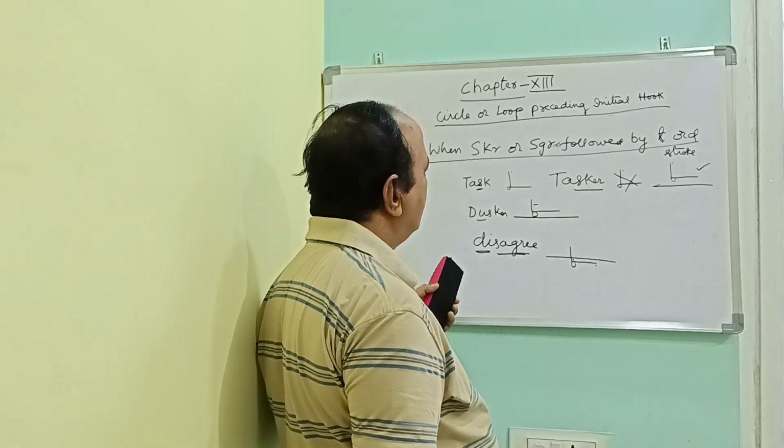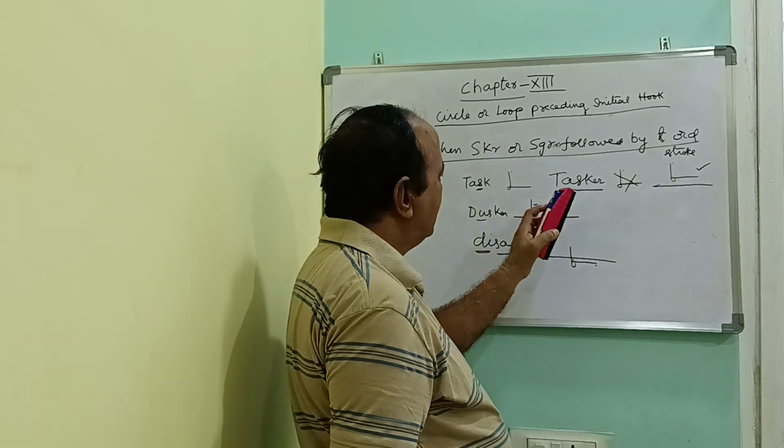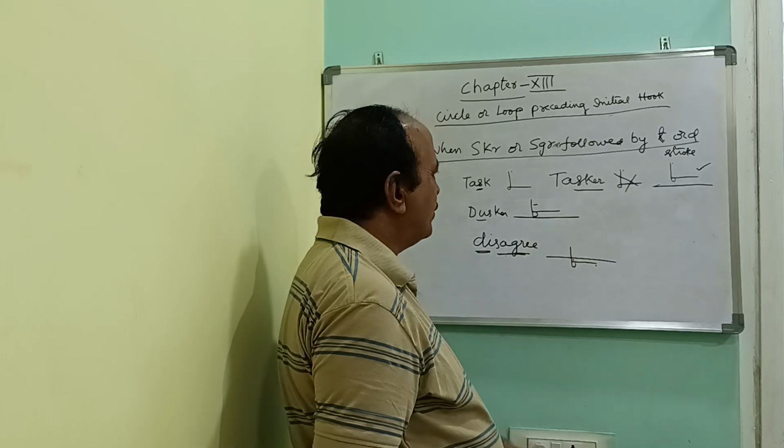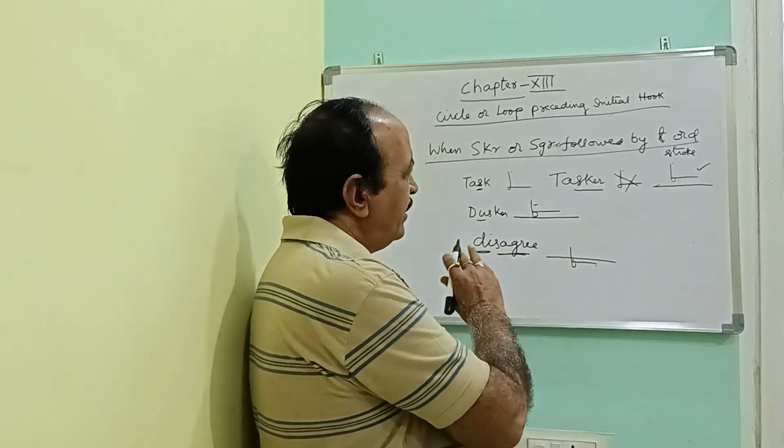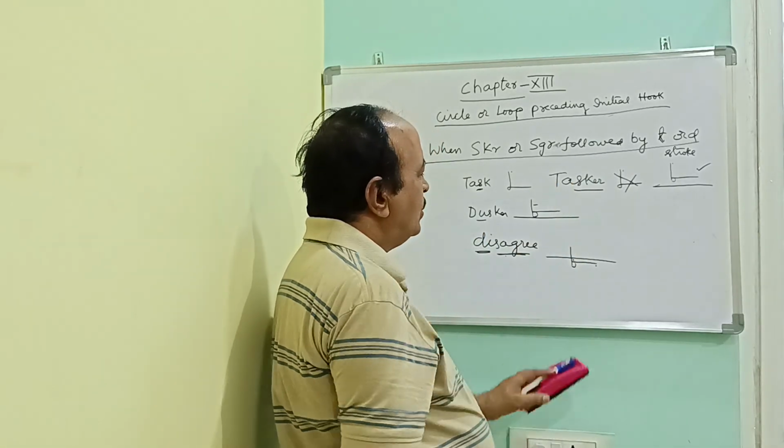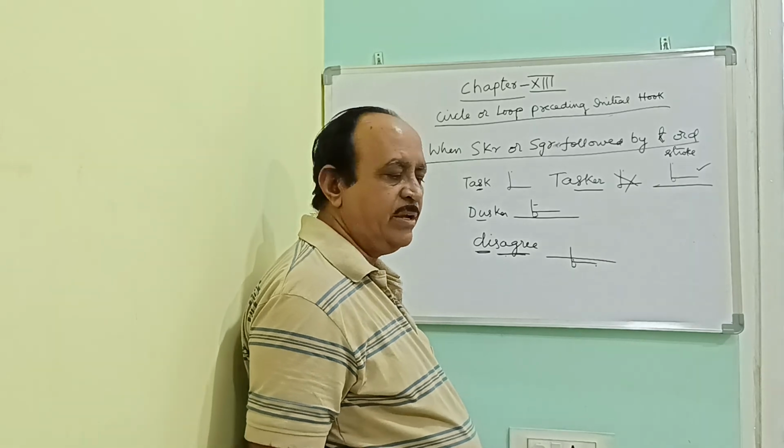Like this. When the strokes of T or D are followed by skar or gum, or skar comes before T or D, or T or D followed by skar or ga, you have to write like this. Okay, fine.